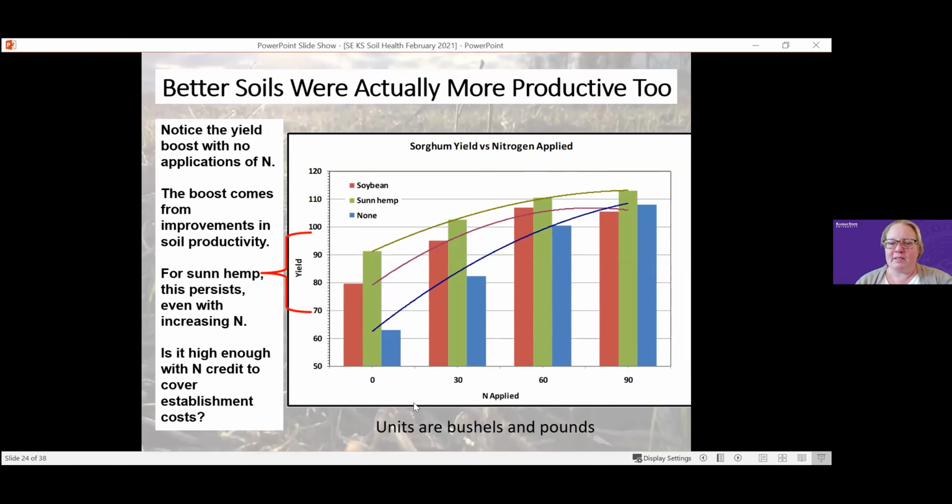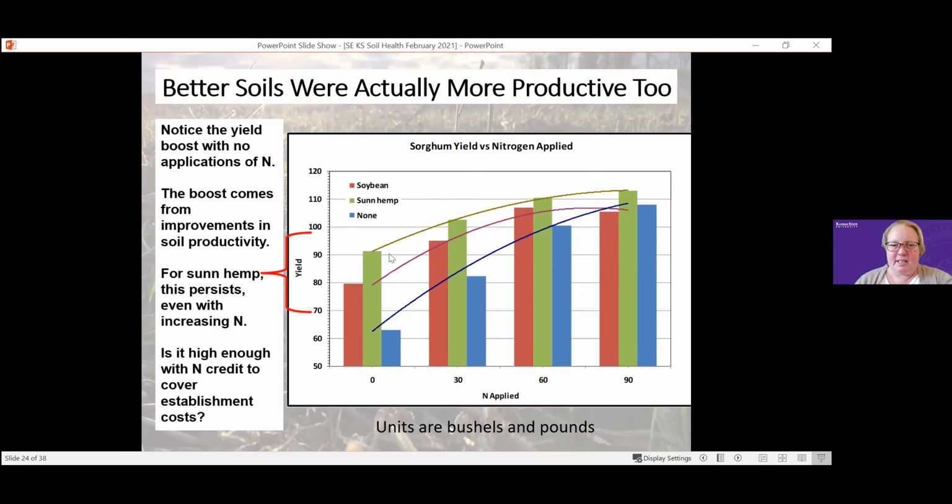So at the 0 pounds of nitrogen application, having those legumes, the sun hemp or the soybean, in there added a tremendous amount of nitrogen and increased the yield a lot. Same for 30 pounds, that wasn't enough. 30 pounds of fertilizer wasn't enough. So having the legumes in there improved it a lot.